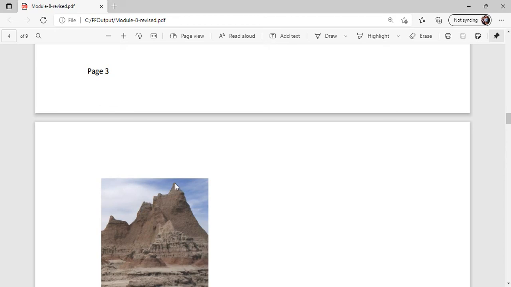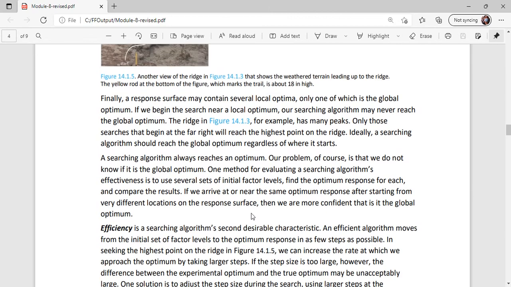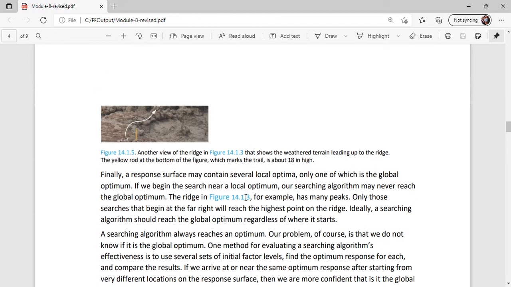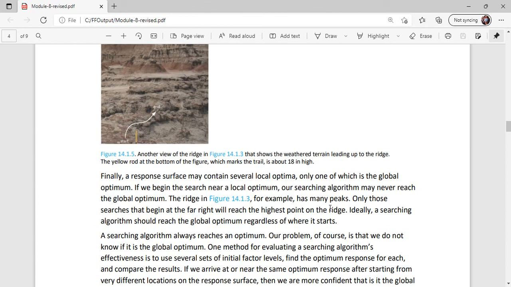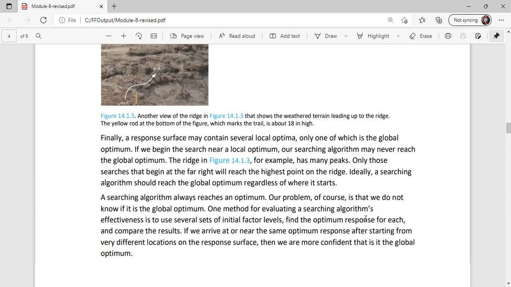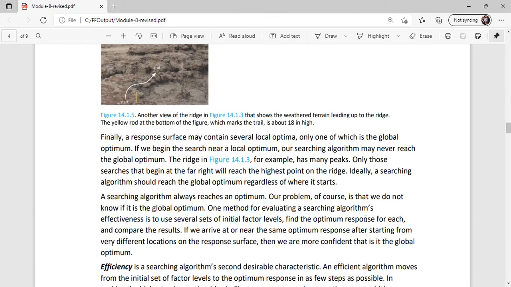Finally, a response surface may contain several local optima, and if we begin to search near a local optimum, our searching algorithm will never reach the global optimum. The ridges in your figure here, for example, may have many peaks. Only those searches that begin at the far right will reach the highest point of the ridge. Ideally, a searching algorithm should reach your global optimum regardless of where you start. A searching algorithm does not always reach the optimum.